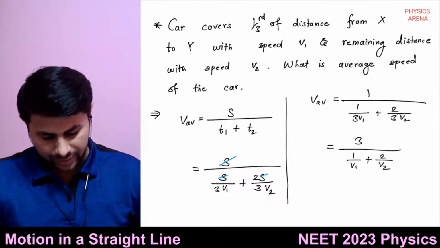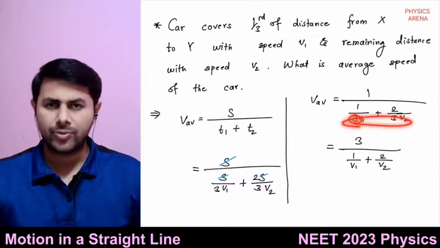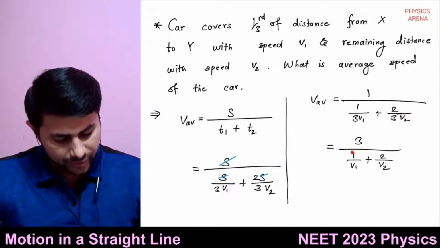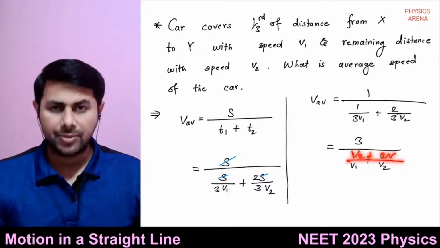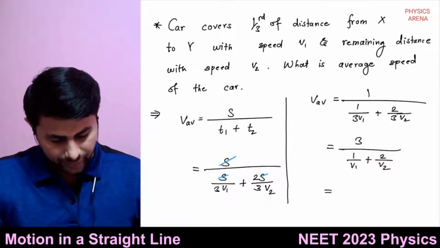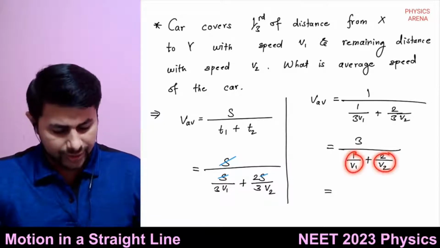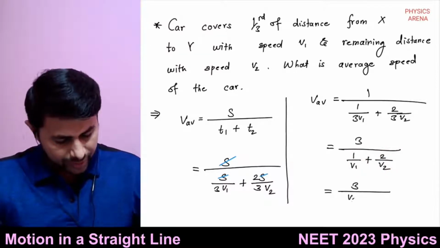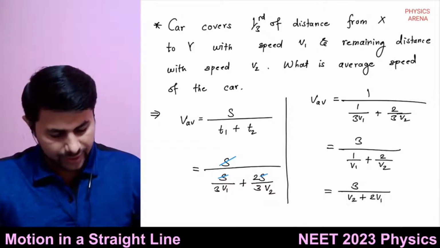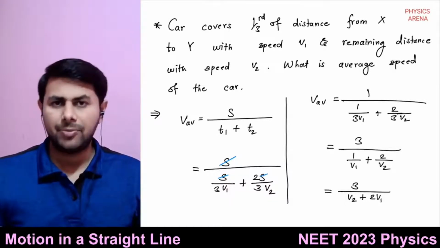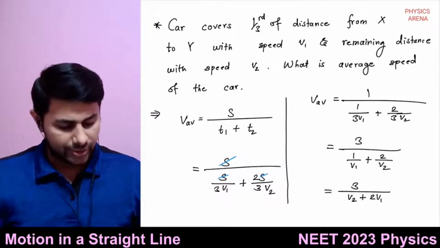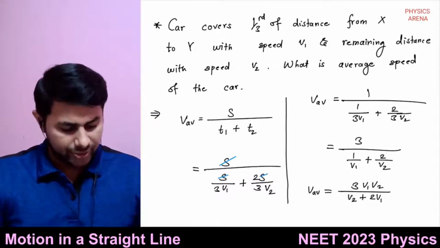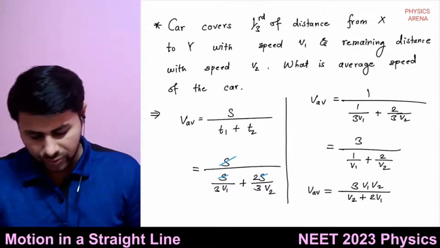Right? This 3 is in the denominator of the denominator. You can take it common from both of these terms, so it will go to the numerator. Then it is V2 plus 2V1 divided by V1 V2, if you multiply this term with V2 and this term with V1. So it is 3 divided by (V2 plus 2 times V1) divided by V1 V2, and that V1 V2 goes to the numerator because it is in the denominator of the denominator. V average is 3 times V1 V2 divided by V2 plus 2 V1.